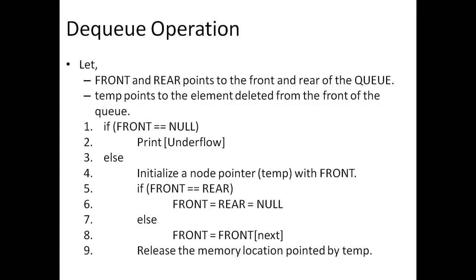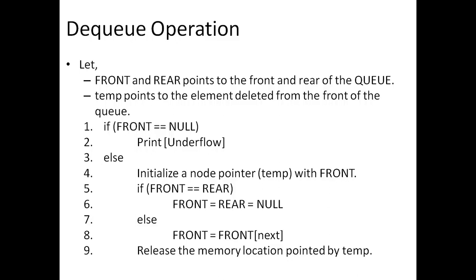In a similar way, one can implement the DQ operation for the queues using the linked list data structure. In deletion, we have to work at the front end. So, before deletion, we will check if the front pointer is pointing to a node or not, and the same is done at line 1 in the given algorithm.